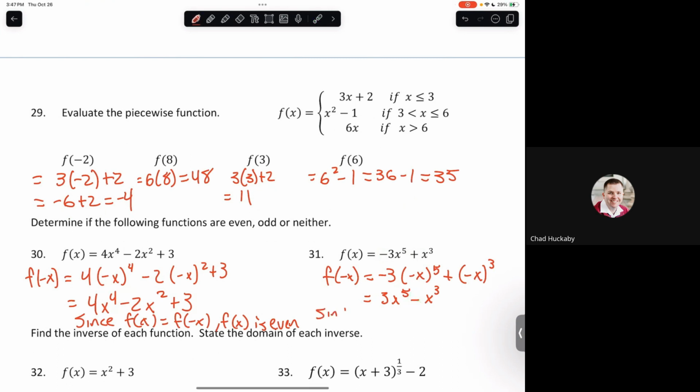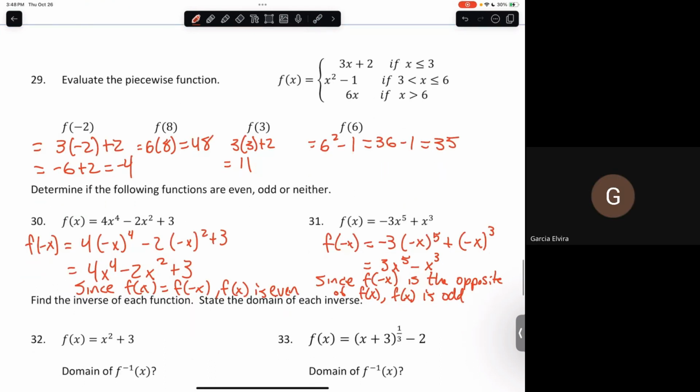So since f of negative x is the opposite of f of x, f is odd. So in other words, if we had multiplied negative f of x, negative f of negative x, we would have gotten the original function. That's what tells us this is odd.